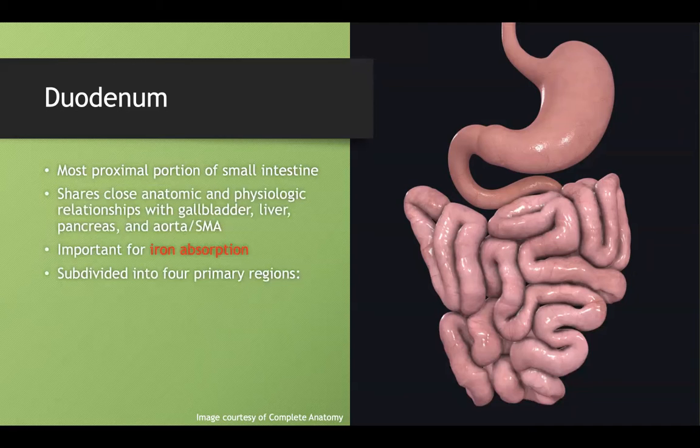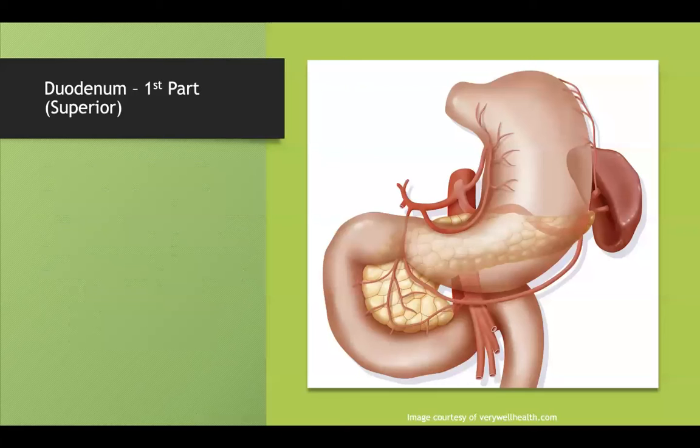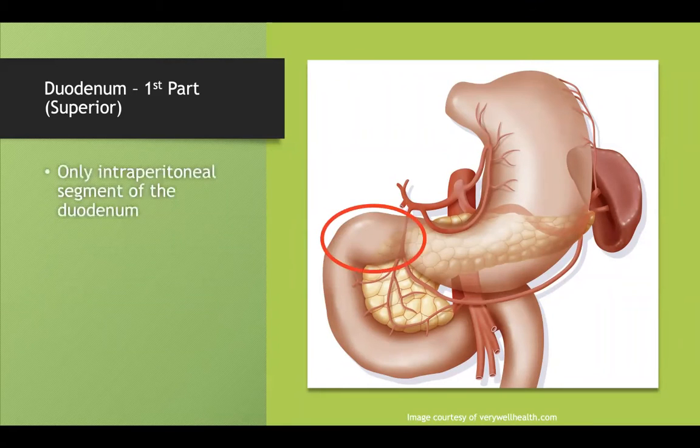The duodenum has four primary parts. You have the first part, or the superior part, the second part, or descending. Your third part is your horizontal part, and your fourth part of the duodenum is called your ascending part. So I'll quickly go over these four sections. The first portion of the duodenum is located right here. It's the only intraperitoneal segment of the duodenum, and it's referred to as the duodenal bulb. You can see it kind of looks like a light bulb.